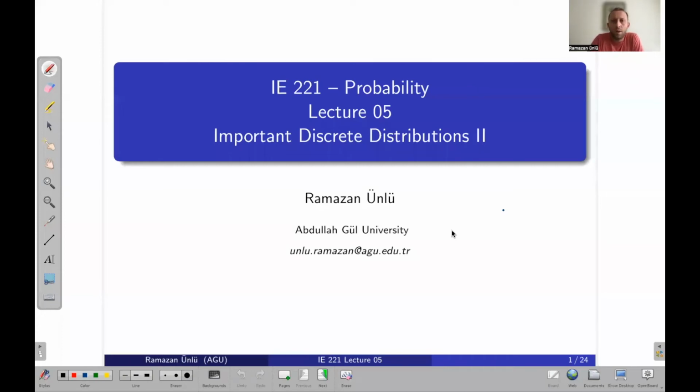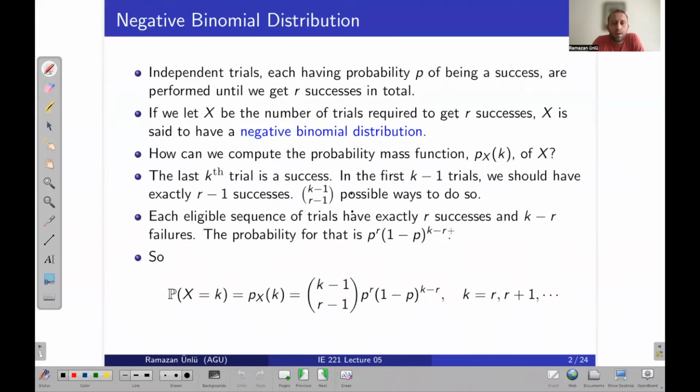Hi everyone, welcome to Lecture 5, and in this lecture we will continue to discover some important discrete distributions. So far we have seen the uniform distribution, the Bernoulli distribution, binomial distribution, and geometric distribution. And in this lecture we will continue with the negative binomial distribution.